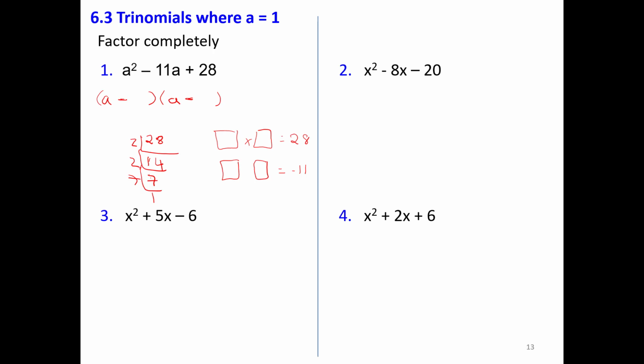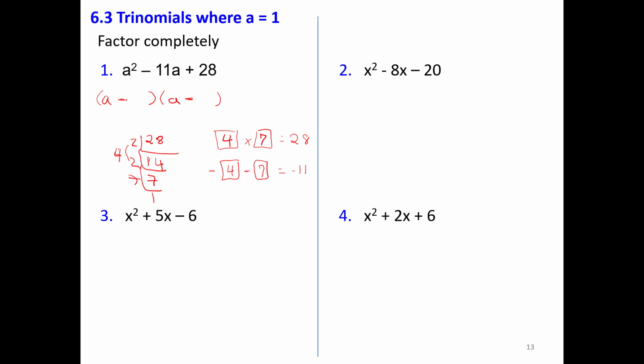We can try to combine 2 times 2, 4, and 7. Let's try these numbers, 4 and 7. Then 4 times 7 equals 28. And if we add negative 4 and negative 7, we get negative 11. And these are the numbers we need.